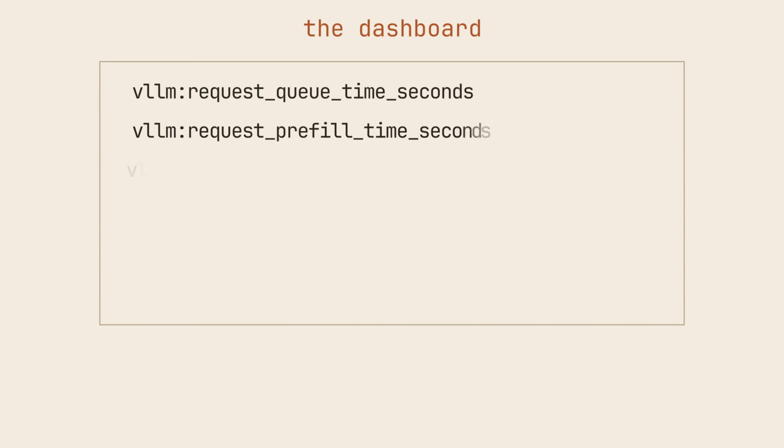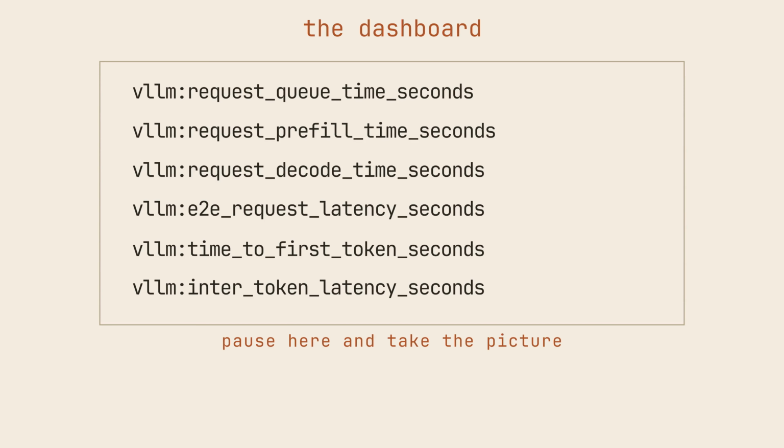Every one of those has a metric name waiting in vLLM, and I've put them on screen rather than reading them out because names are for screenshotting. So pause here and take the picture, or better yet, note it down in your notebook.